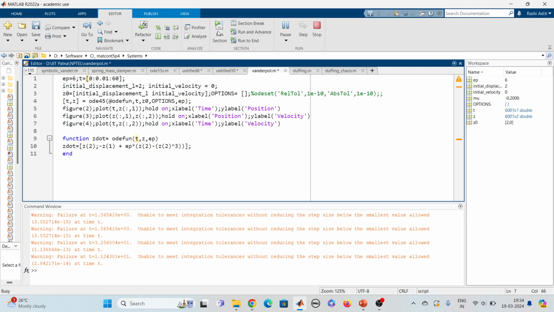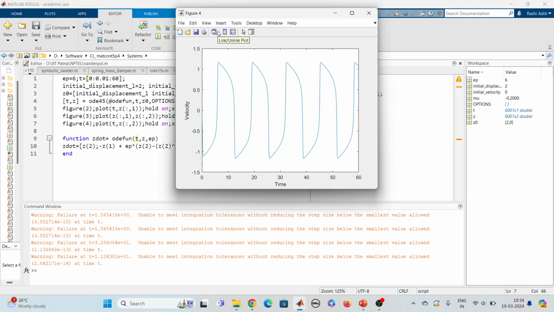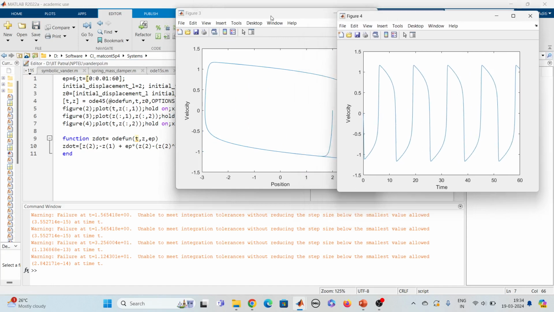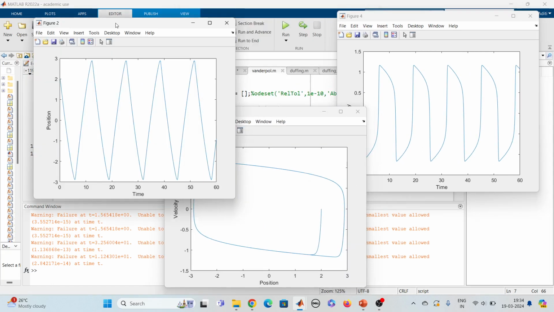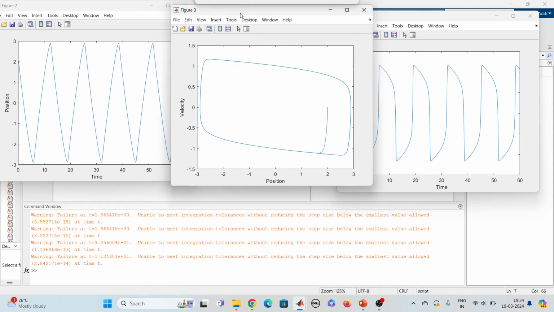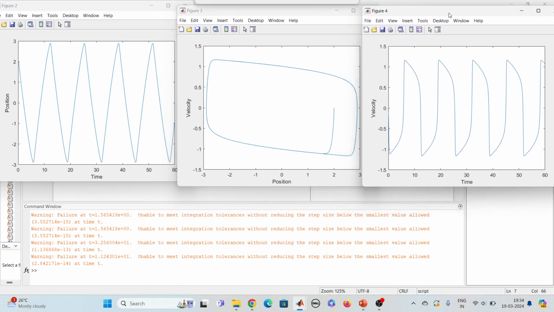Okay. Now let us simulate. Now see, if you see these plots, you are going to understand. So first is your position with time. You can see that this is how the position is varying, right? Then you have position and velocity, and then you have velocity and time.